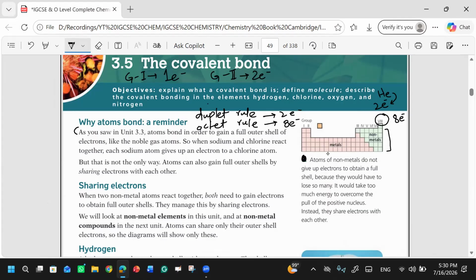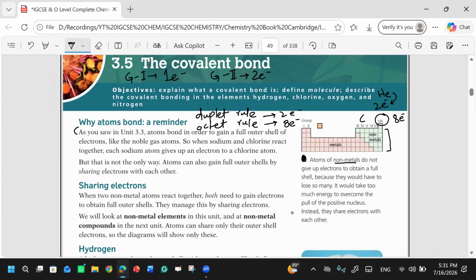This is a very important point: atoms of non-metals do not give up electrons to obtain a full shell. You know that chlorine is a non-metal, as are fluorine and bromine. They don't lose their electrons, right? Let's say carbon, in group number 4. Although it has 4 electrons and it could lose 4 electrons, that is not the case. Carbon does not lose its electrons.